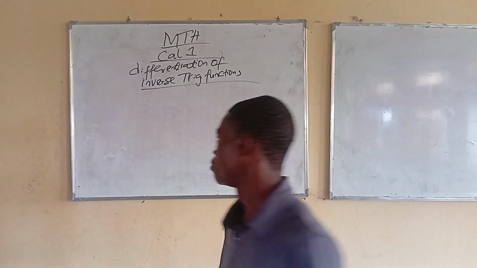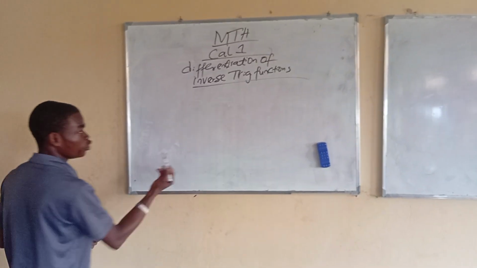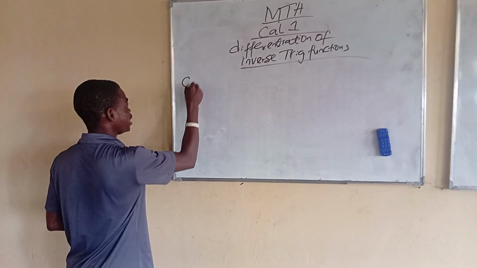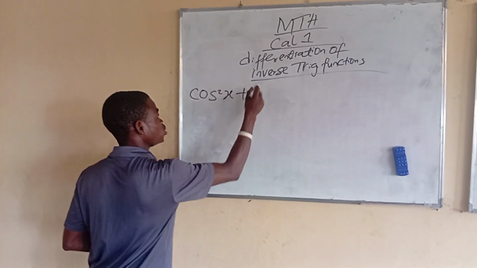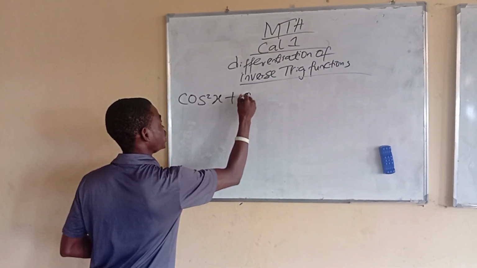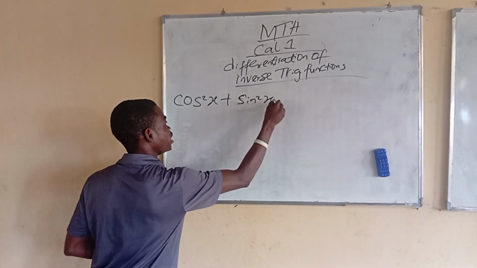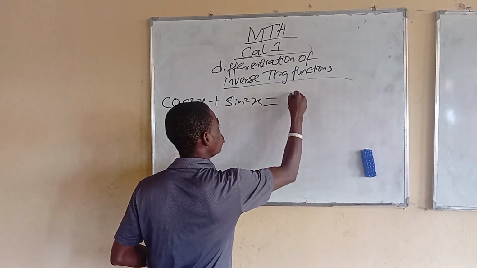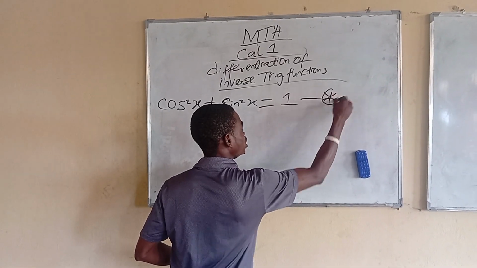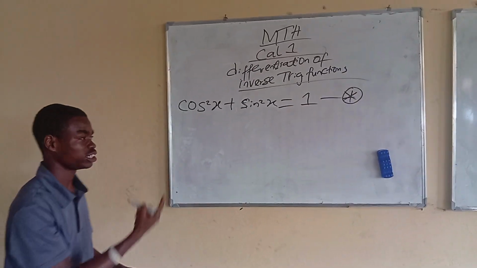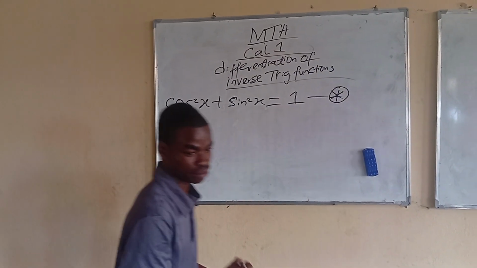So, I'll begin with this. First of all, you need to know this. This is one of the trig identities you need to know: cos squared x plus sine squared x equals 1. This is very important. Put this down. So let's begin.